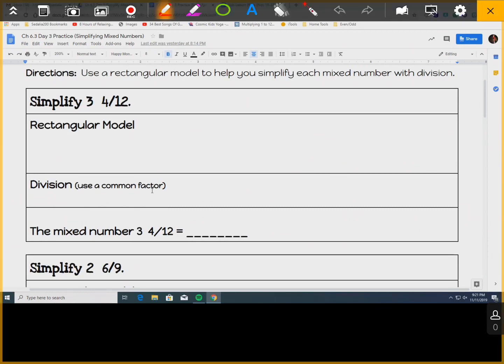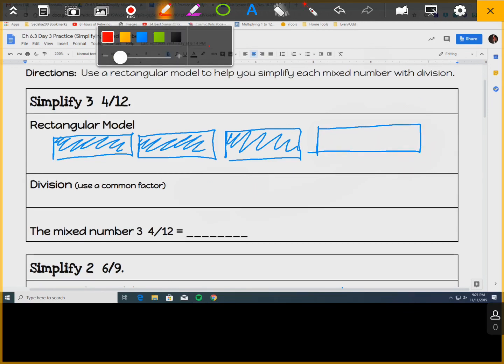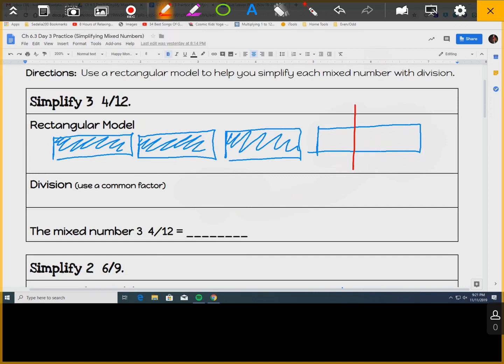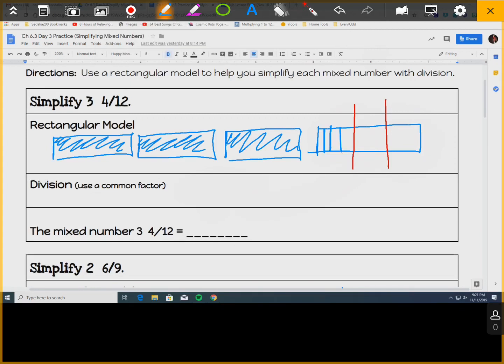Simplify 3 and 4/12. I've already drawn my 3 wholes, but what I want us to focus on is our fraction 4/12. I need to take my whole and split it into 12ths. To do that, I'm choosing to cut my whole into thirds and then do 4 times in each part. Now I'm going to color in 4 out of those 12 equal pieces.